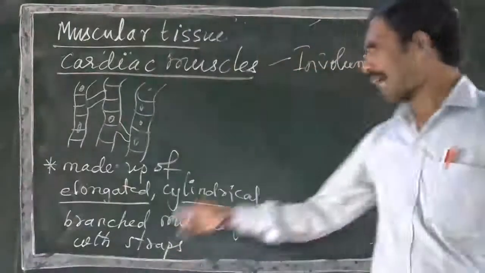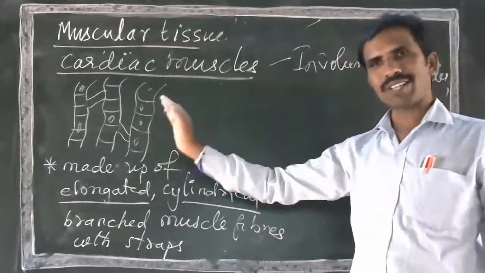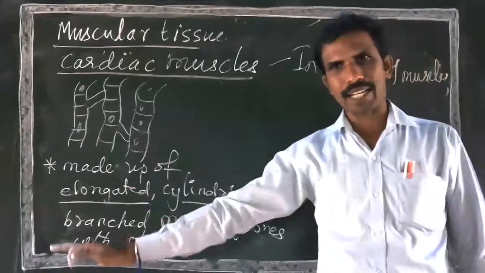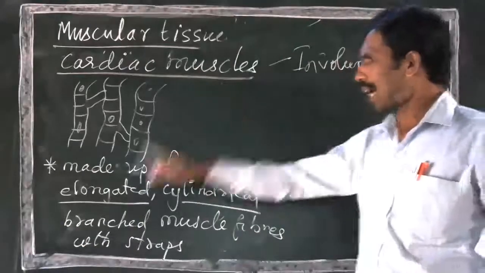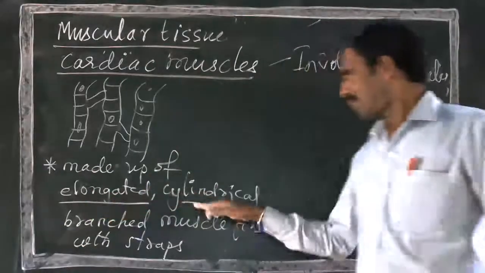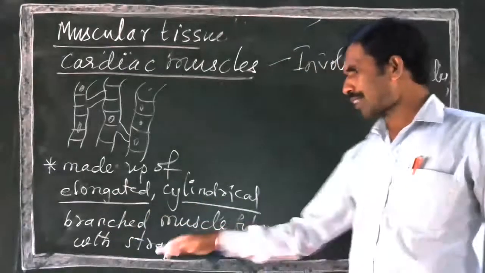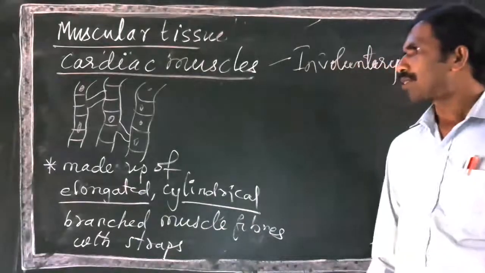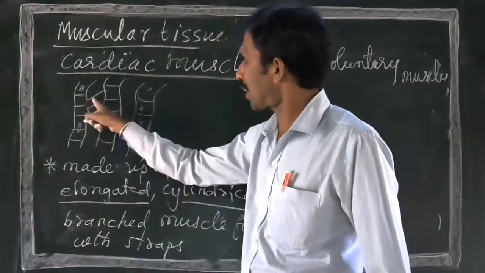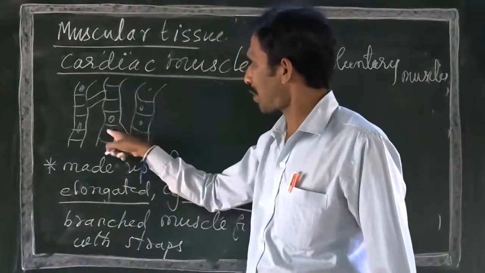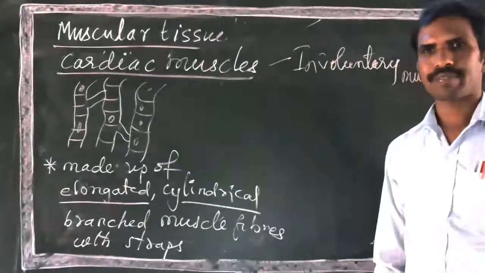See, these are the characteristics of cardiac muscle. Cardiac muscles have a separate character, smooth muscles have a separate character, striped muscles have a separate character. So cardiac muscles are elongated, cylindrical, branched muscle fibers with straps. These muscle fibers are branched and connected to each other. See here, there is a connection over here, and this fiber is connected to this. It's a branched muscle fiber.